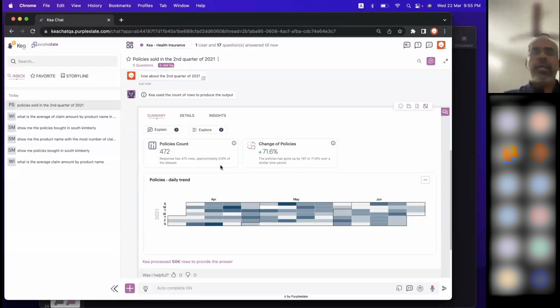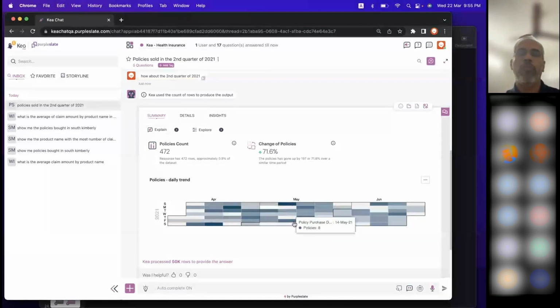Even if you look at the response here, there are quite a few things. One is it's able to get the numbers, and since we are talking about a quarter, it gives me a visual by the date. It is also giving me a few more insights, by the way, that this has gone up by close to 72% over a similar time period. So compared to the first quarter, this number has really gone up, and you have an option to look at the underlying data. There are so many things like this, right? So this is exactly what I really mean by a conversational interface.